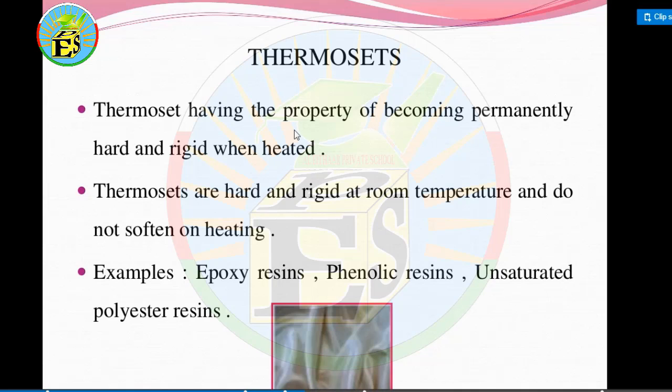Thermosets. Thermosets have the property of becoming permanently hard and rigid when heated. Thermosets are hard and rigid at room temperature and do not soften on heating. For example, epoxy resin, phenolic resin, unsaturated polyester resin. Thermosets are those polymers which, even if you heat them, will remain hard, they will not become soft.